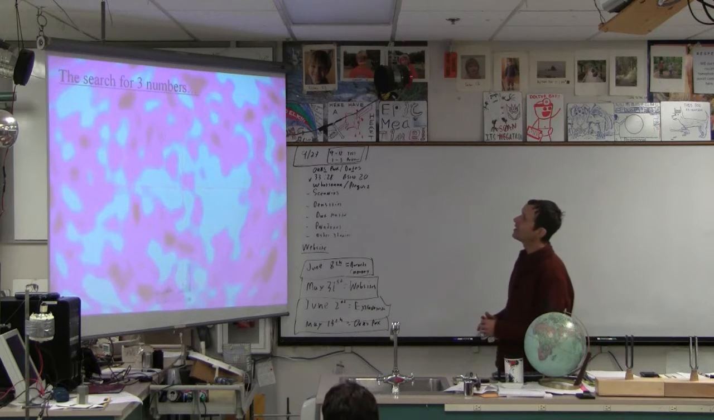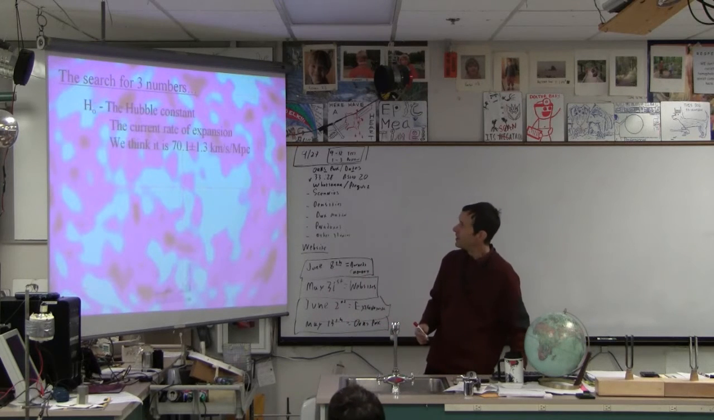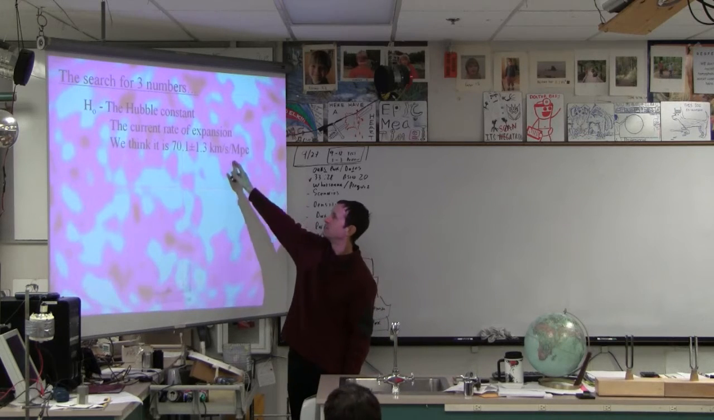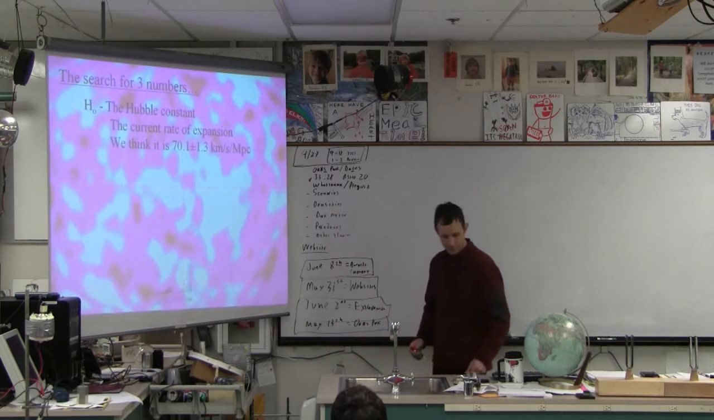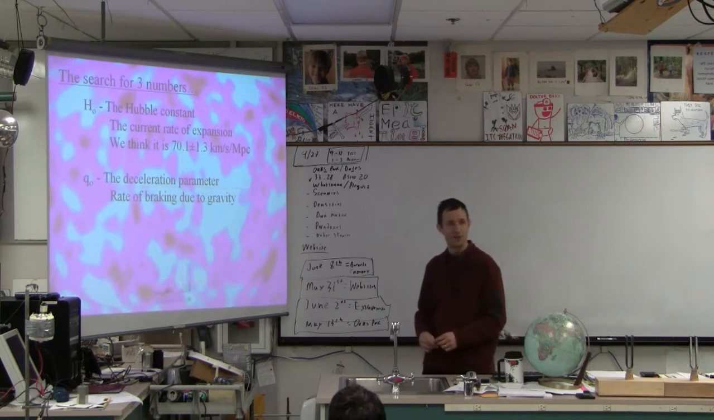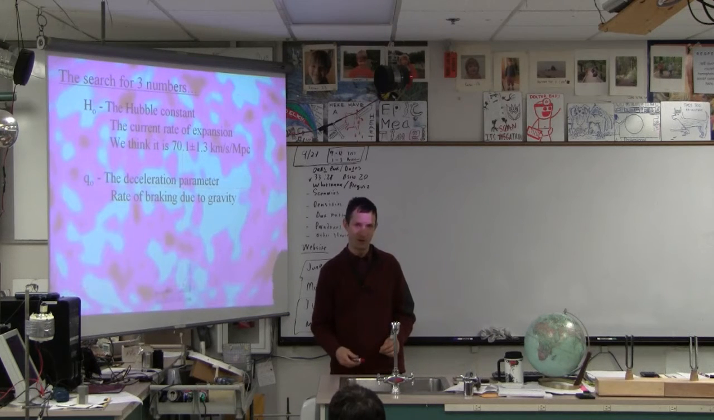Basically in cosmology, and Timothy Ferris talks about this, there's a search for three numbers. There's the Hubble Constant, which is the current rate of expansion. That's what we think it is. Which one should we use on our test, 74.1 or 71? I'll tell you what to use on the test. Always use whatever they tell you, even if it's totally outdated.